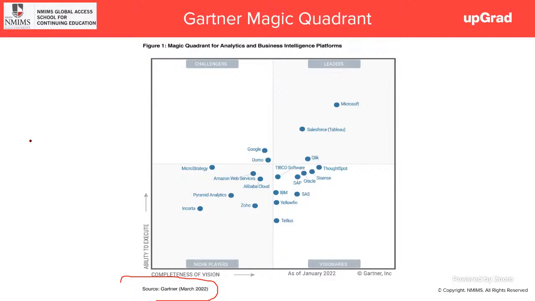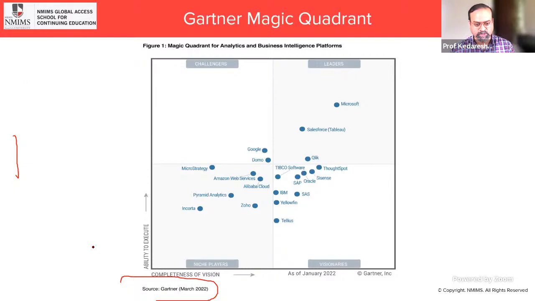Just for the benefit of the other students, they have this 2x2 matrix which they use to classify all the different products in a certain segment. Like that, they have different segments. Like this is the magic quadrant for the analytics and business intelligence platforms. But like that, they have, say, for ERP and for enterprise applications, a different set of products.